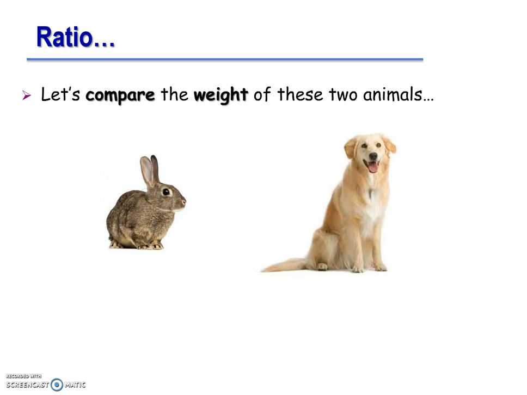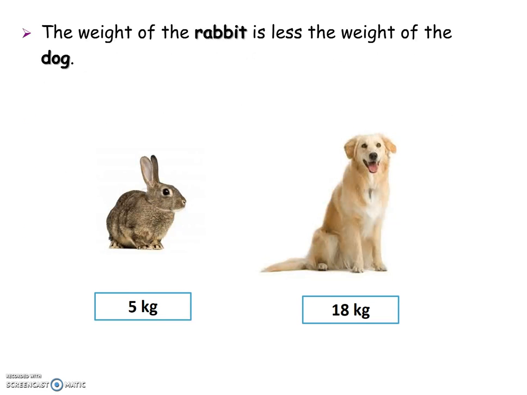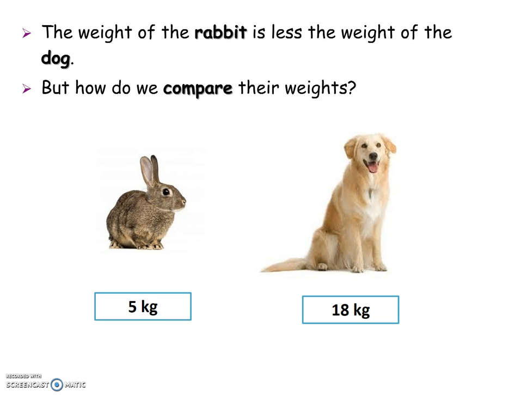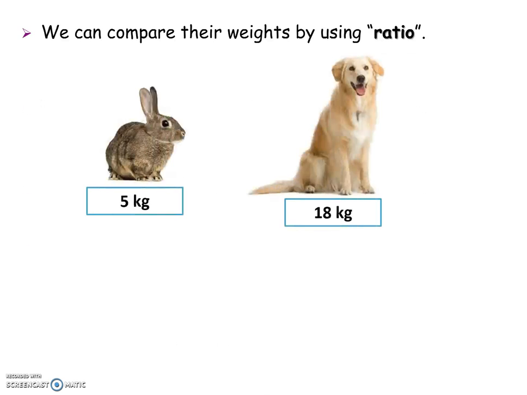So basically, it is very logical that a rabbit should have a lighter mass as compared to the dog, which is 5 kg for the rabbit and 18 kg for the dog. But the question is, the weight of the rabbit is less than the weight of the dog, but how do we compare their weights? Basically, we can do the comparison by using ratio.